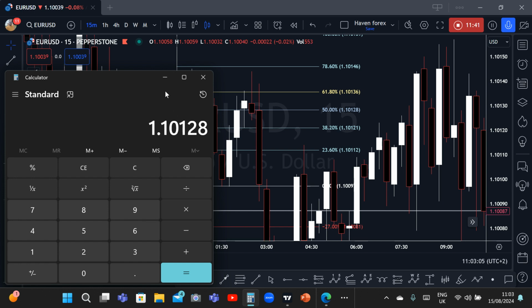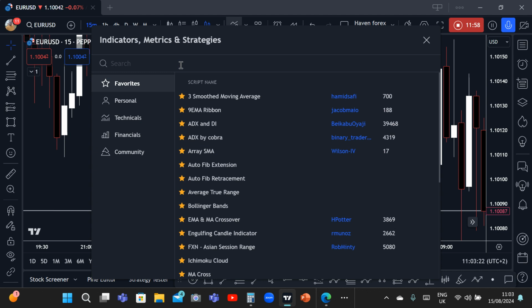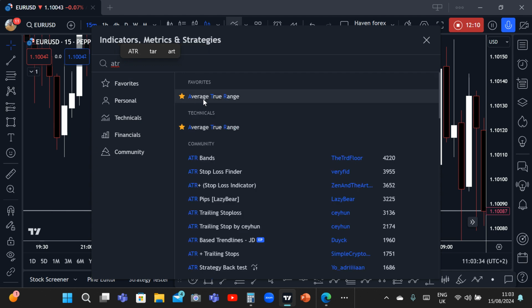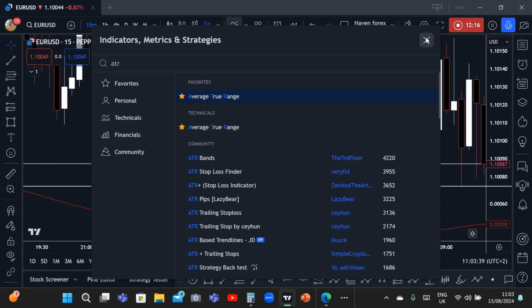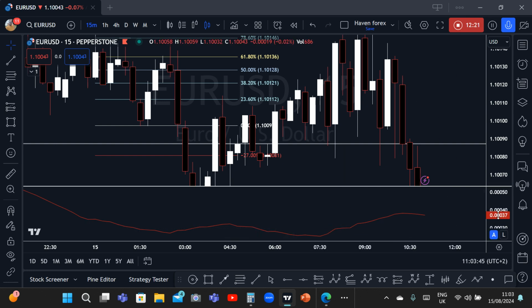Now, how do you get that tool that will tell you the average true range of what is going on now? You just remove your calculator, come to this point, click here and type, you have indicators, metrics, and strategies. You come here, there's a search button here. You just say ATR. This is ATR, average true range. Click on it, then press the X button. When you come down here, this is the ATR.